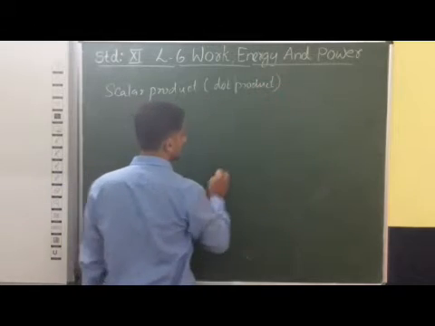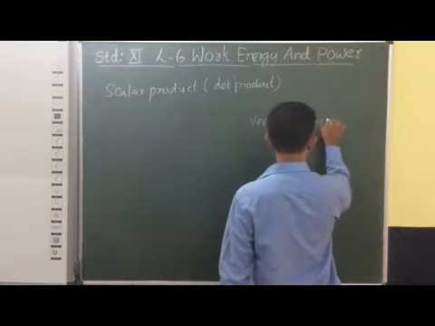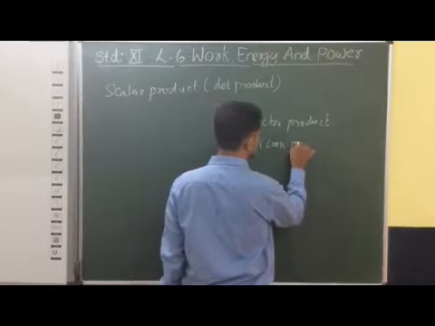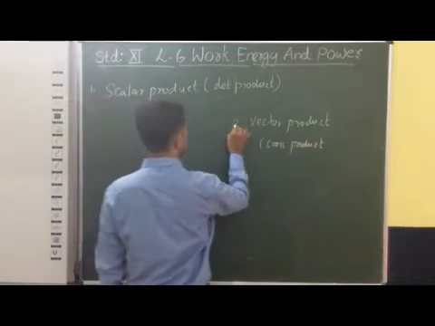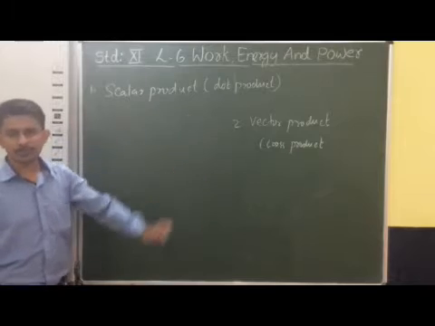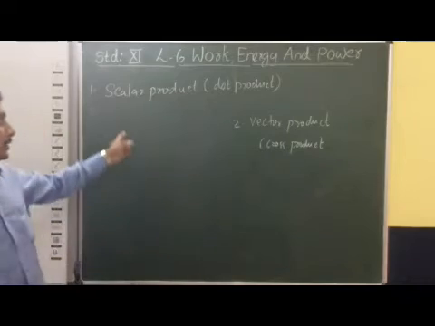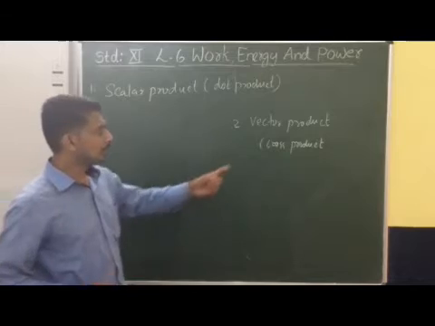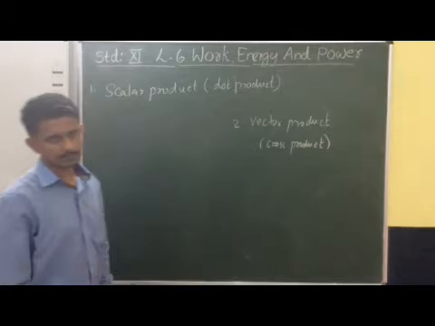And the second method is the vector product. Vector product is also known as the cross product. Remember these terms, vector product or cross product. So this is the first method and this is the second method of multiplication. That means the scalar product of two vectors and the vector product of two vectors. Scalar product is also known as the dot product, and vector product has another name, the cross product.